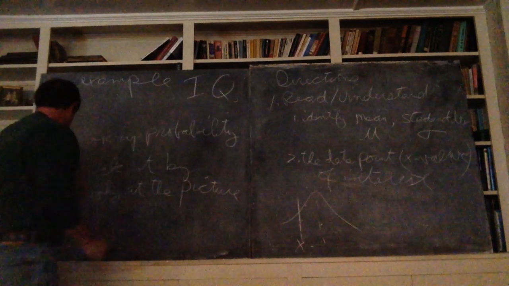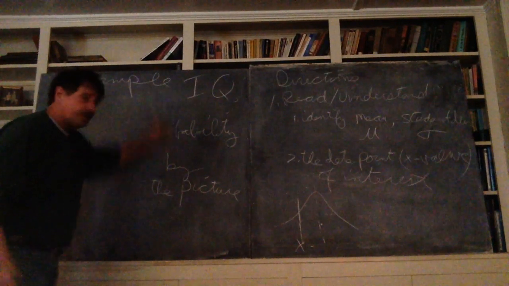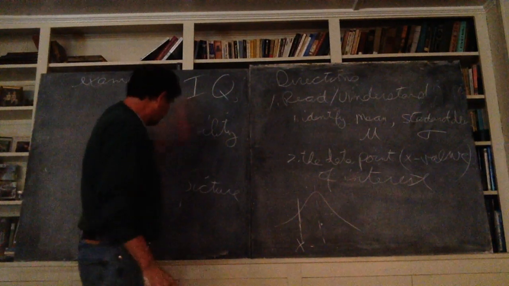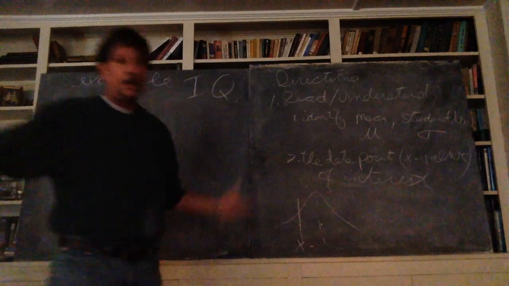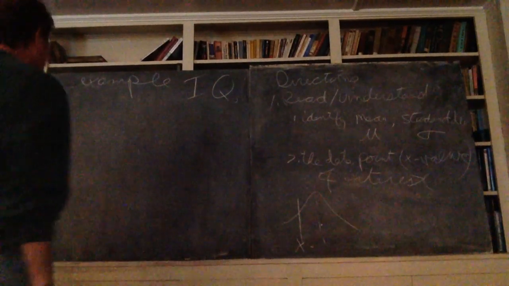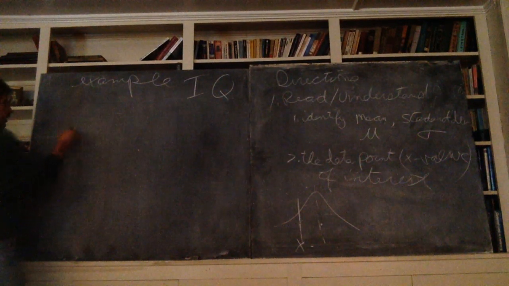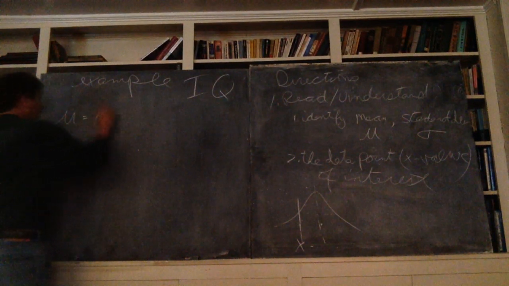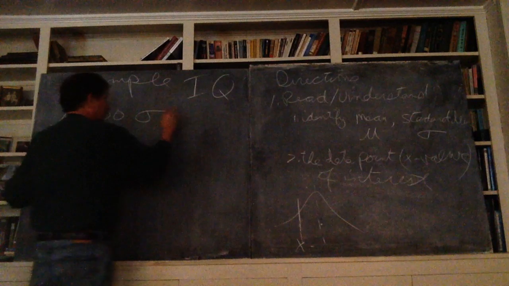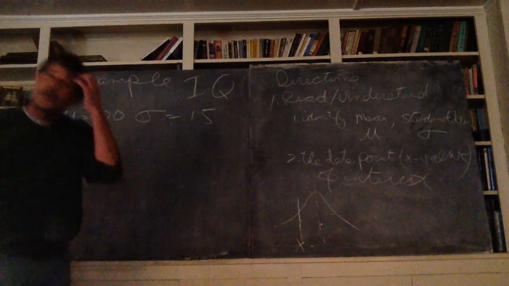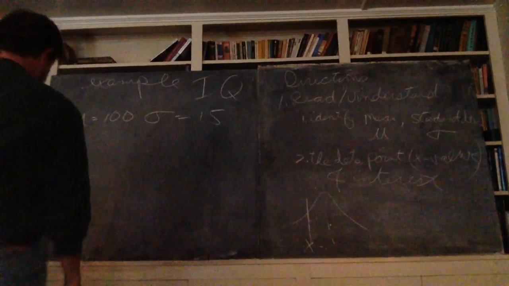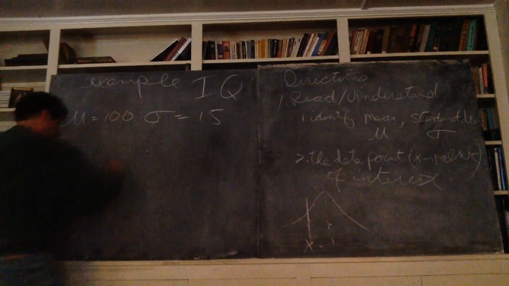IQ. This is called intelligence quotient. You've all heard of it. It's a psychological phenomenon that they made up back in the 40s. I have a lot to say about that, but I won't right now. But IQ has a mean of 100 and a standard deviation of 15. This IQ score is what these psychologists came up with.